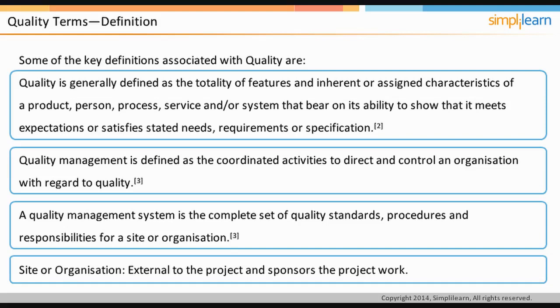Within a project, if there are separate customer and supplier businesses, then each may have its own quality management system. However, the quality management strategy should be defined while initiating the project, and it should include the quality management procedure. We will continue our discussion of the key definitions associated with quality in the next screen.